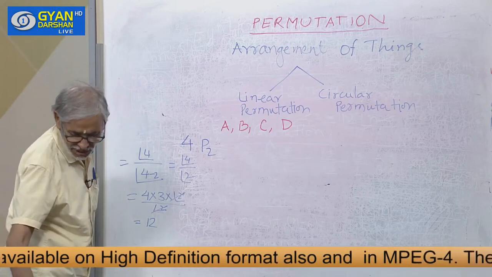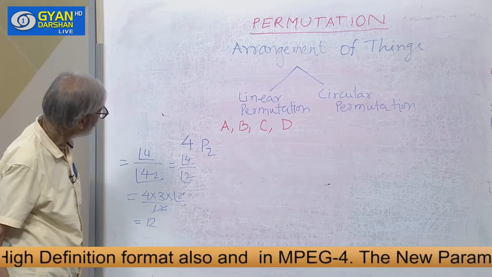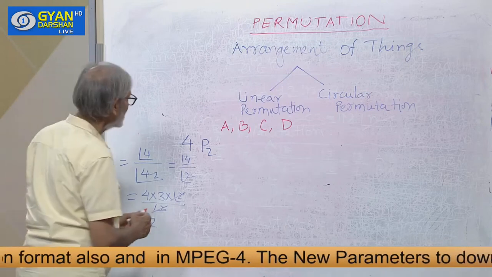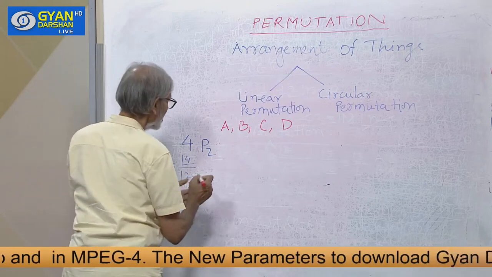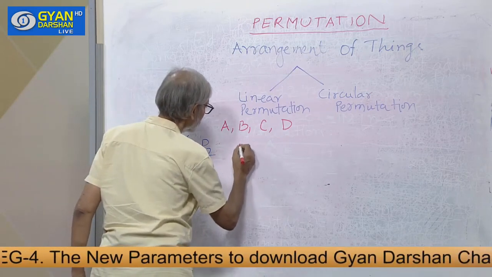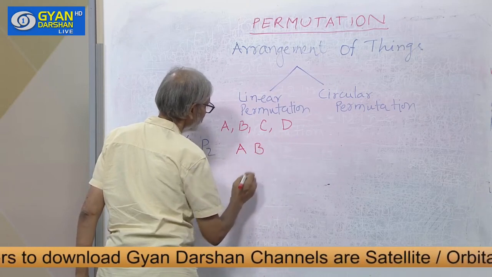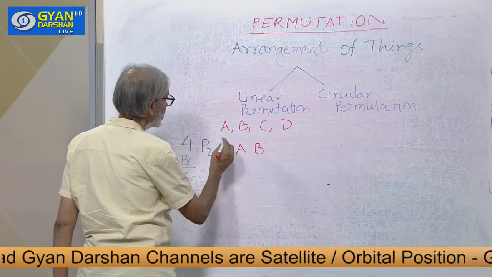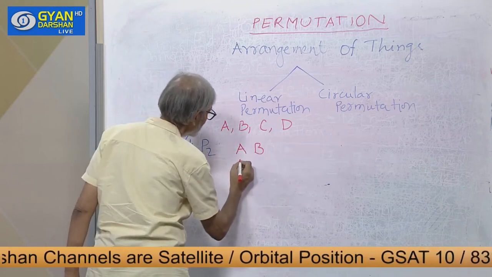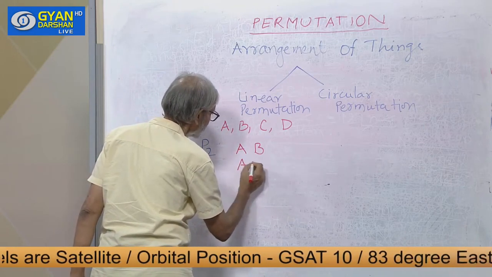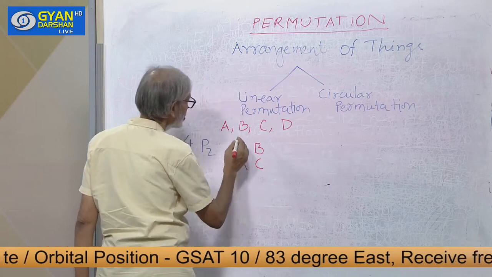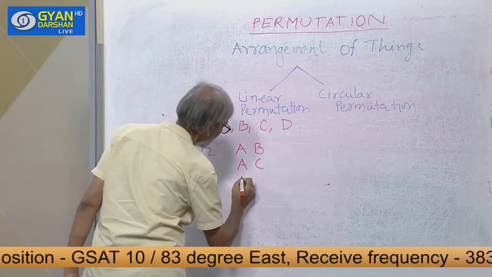Let us see what these 12 ways are. So, we are taking 2 at a time. So, we can take A and B. Now, the other 2 can be A and C. Other 2 can be A and D.